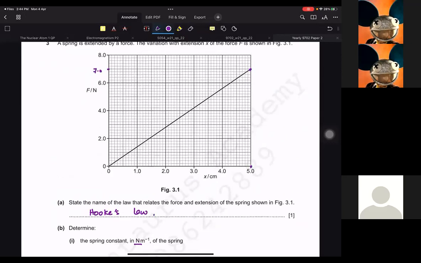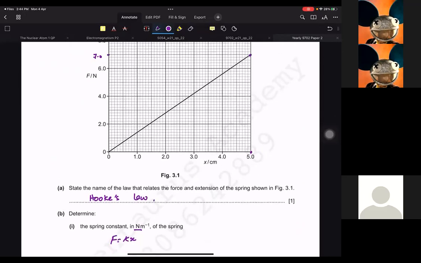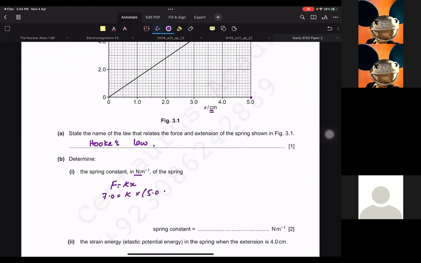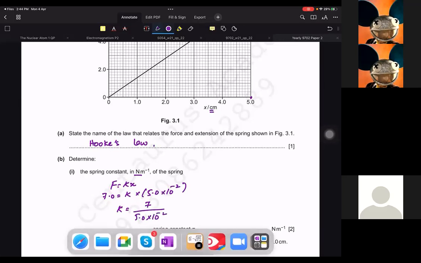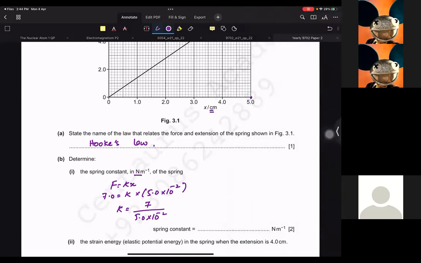The only thing you need to remember is that force is equal to kx. The force I took is 7, but the x is in centimeters, which is 5. So I'm going to change it into meters like this. Now 7 divided by 5.0 times 10 raised to minus 2. So let's do it quickly. Using this function in the calculator lets you make fewer mistakes, so make sure you get one with natural display. So that's 140.